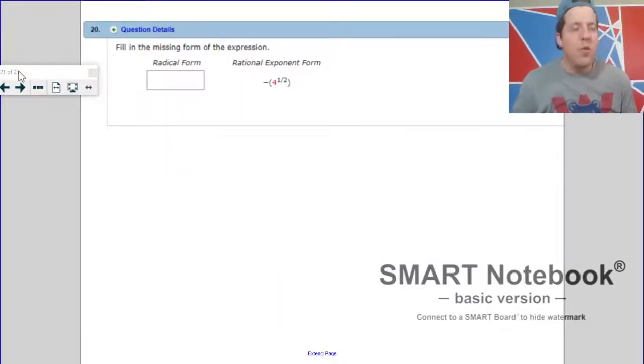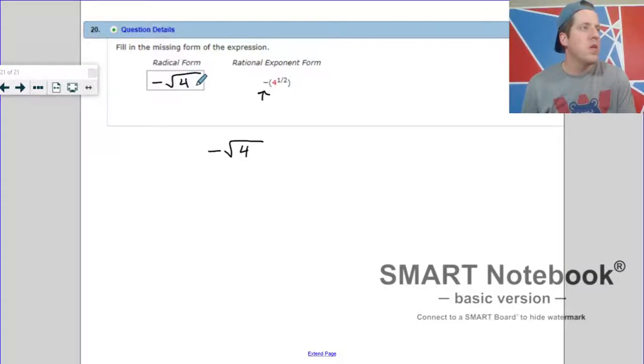And okay, our final one is number 20. It's asking us to write this in radical form. So I am raising 4 to the 1/2 power. So that's the square root of 4. This negative sign, which indicates that I'm multiplying by -1, is not inside the power. So the negative would go out here. So simply translating this into radical form would be the opposite of the square root of 4.